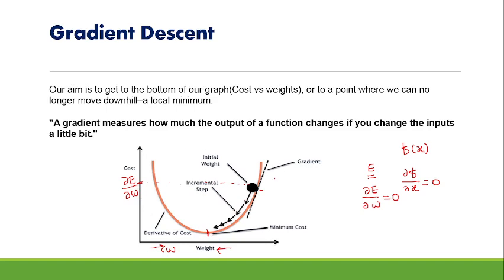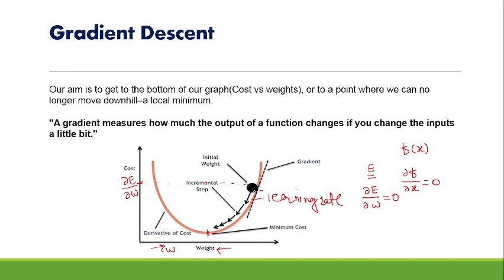See all the factors here: gradient ∂E/∂W, initial weight, increment step. If you are observing, these arrows are showing you the increment rate, so this will decide what the learning rate should be. And minimum cost, here you will get the minimum cost. Derivative of cost is nothing but ∂E/∂W.